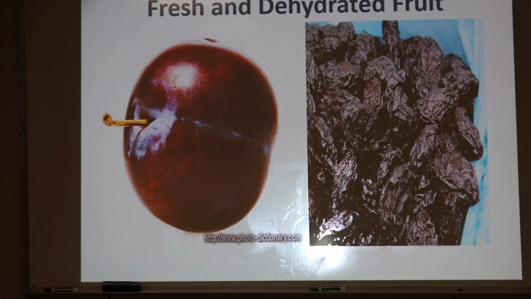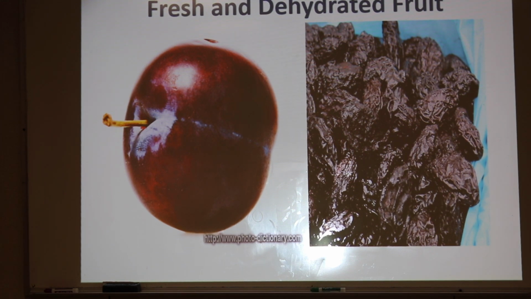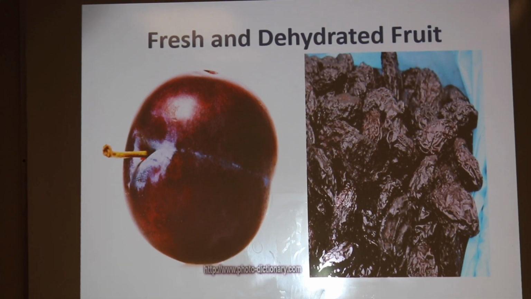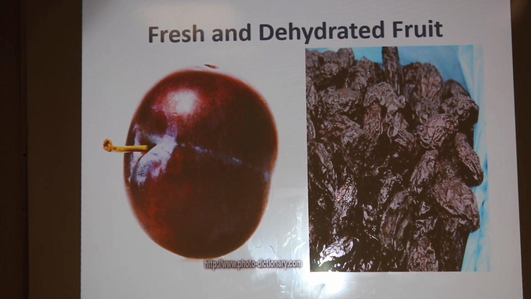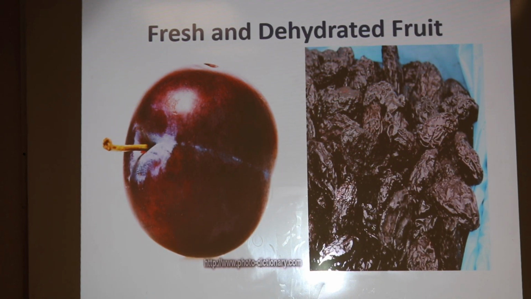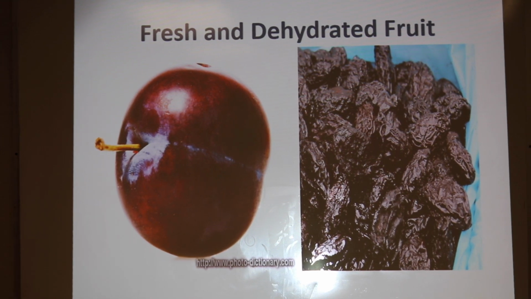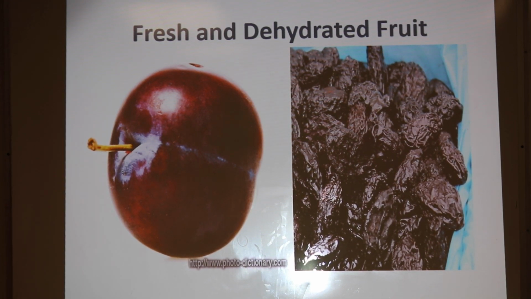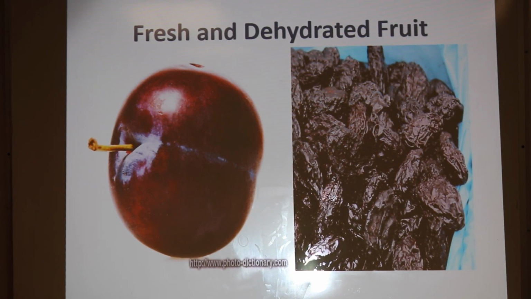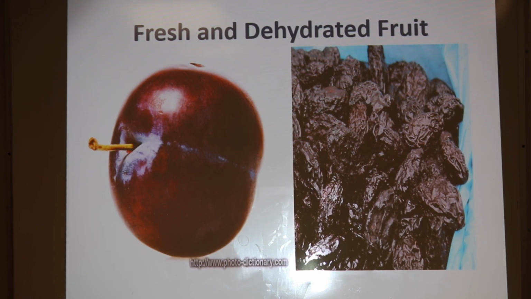So here's a fresh plum. Okay, so if you have a fresh plum, that's a fresh fruit. Yummy. But when the water is all taken out of that plum, or the liquid, the juice, we call it dehydrated. That means they took the water out, and you can buy these at the store to eat, and they're called prunes. So when a fruit has water, we call it a plum.